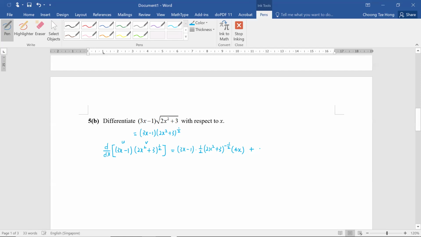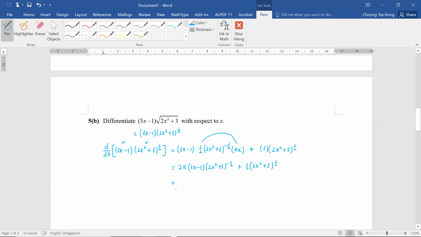Plus, now we will differentiate the first term. We differentiate u, you will just get a 3. Then the v we will not differentiate anymore. So here we get a rather simple expression. Let's simplify first. Half times 4x will give you 2x, so we put it in front. And 2x squared plus 3 to the power of negative half, plus. This one, nothing much to simplify.